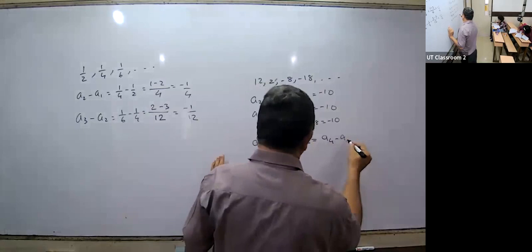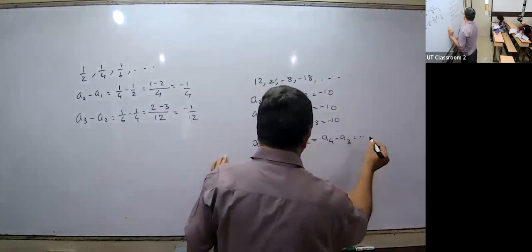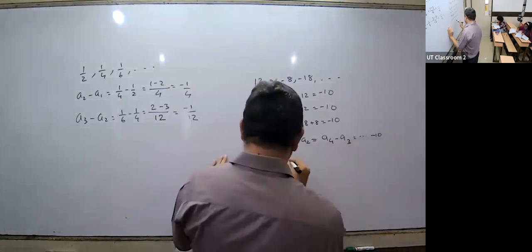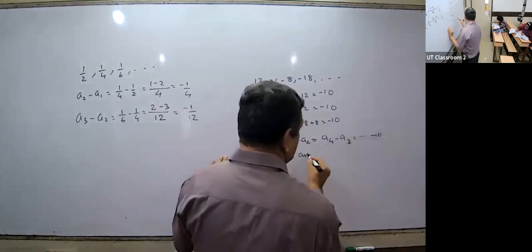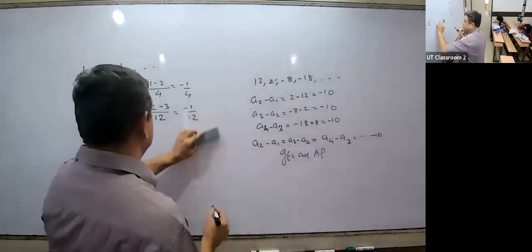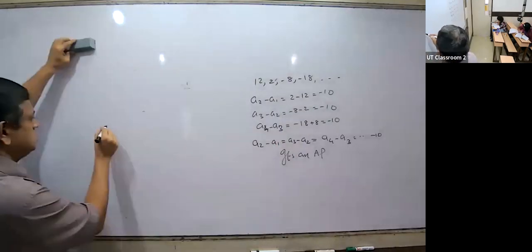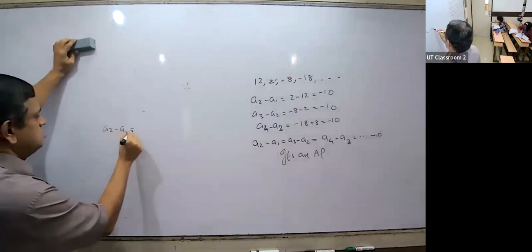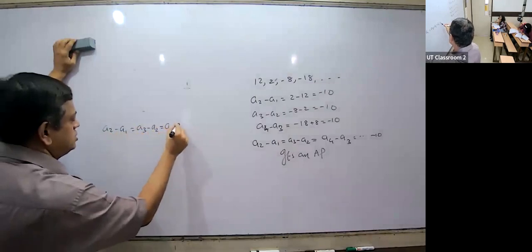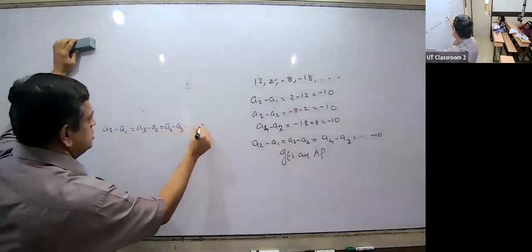Okay. Fourth one you write. I will tell the step. It is an AP. What is the fourth one? Read the question. A2 minus A1 is equal to A3 minus A2. How many terms are there? A4 minus A3 equal to, and so on, equal to 0. It's an AP.